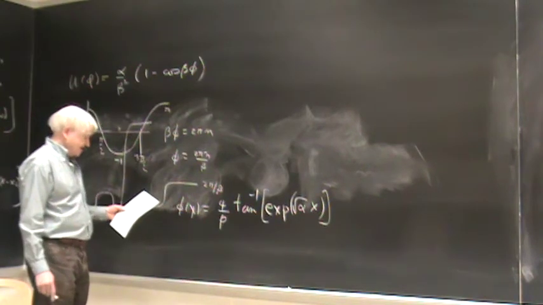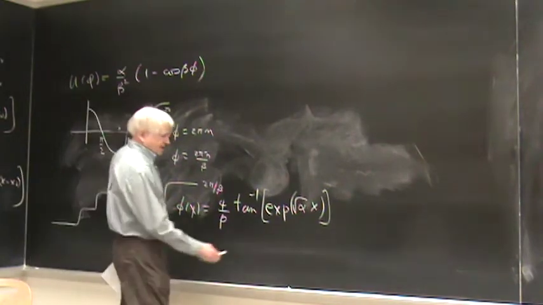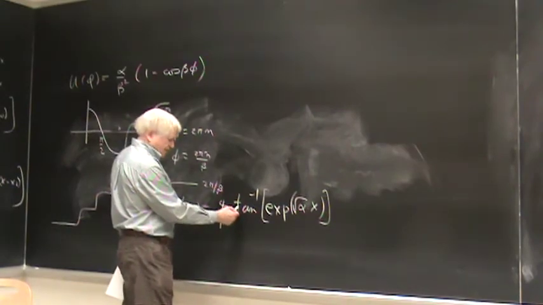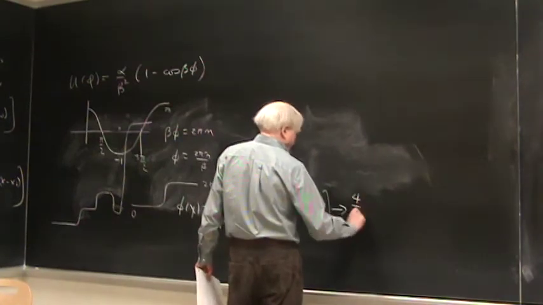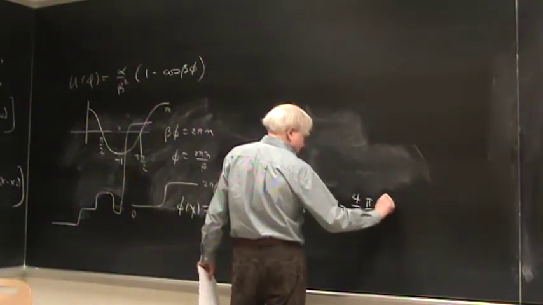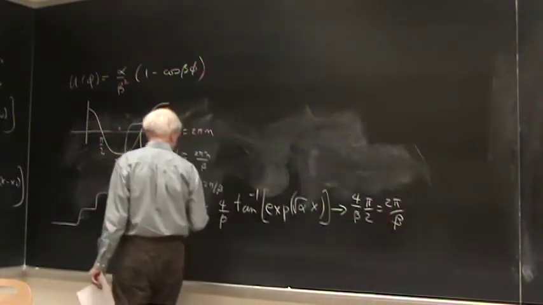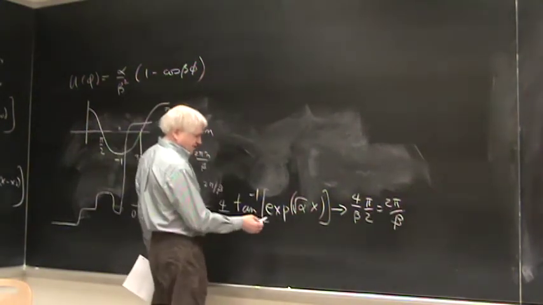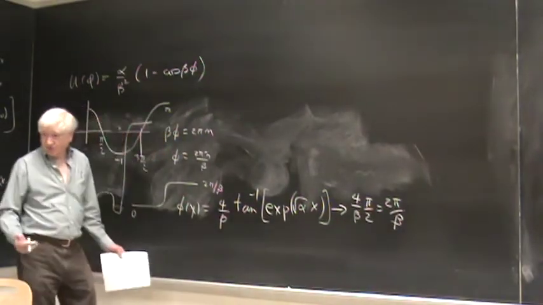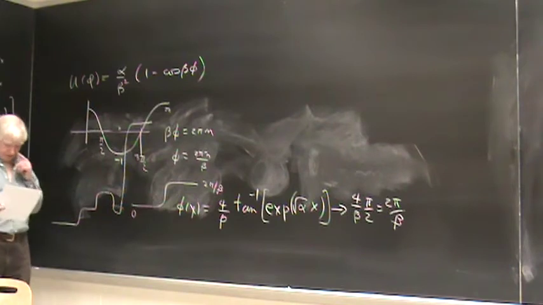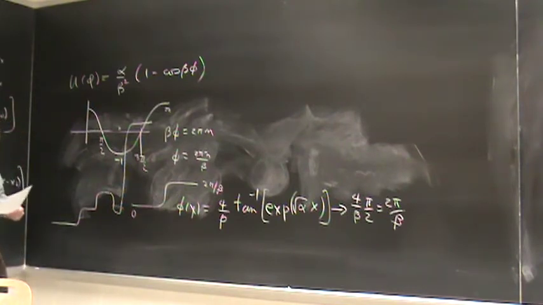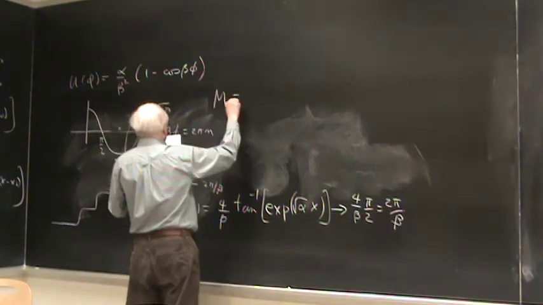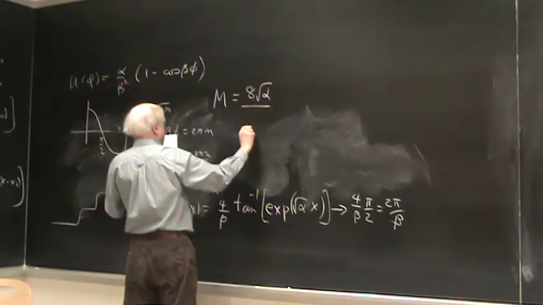So now this one, as x goes to infinity, what happens? This goes to infinity. The arctan of infinity is pi over 2, and so this goes to 4 over beta times pi over 2, which is 2 pi over beta. So that's what I said, 2 pi over beta. On the other hand, as x goes to minus infinity, this goes to 0, the arctan of 0 is just 0, and so it's 0 over here. The energy of this soliton, the mass of this soliton, turns out to be 8 square root of alpha over beta squared.